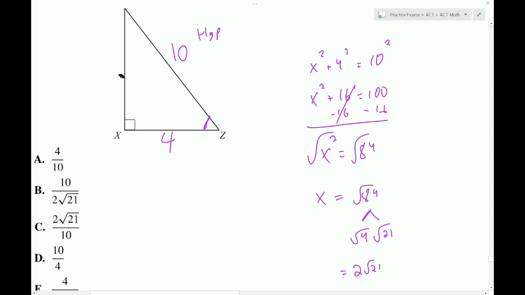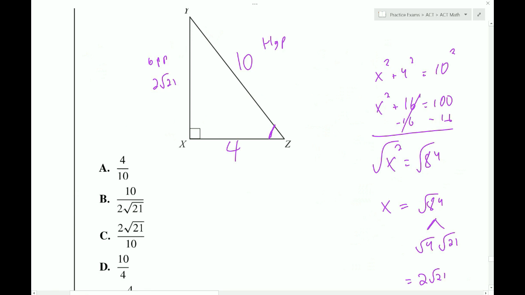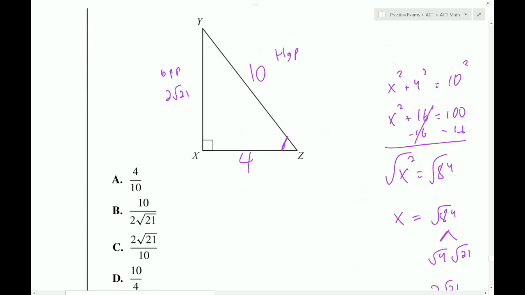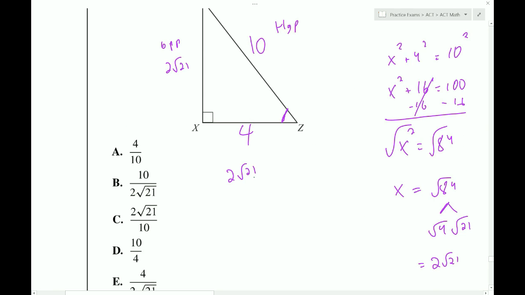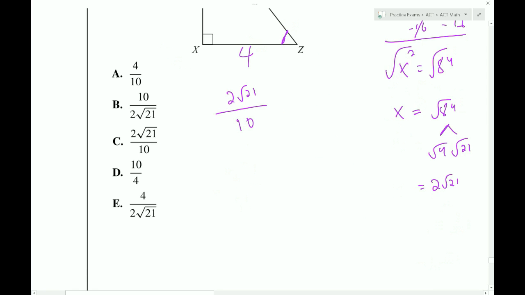So here we could write 2 rad 21 for the opposite side. And then we want sine of the angle. So it's opposite over hypotenuse, which is going to be 2 rad 21 over 10. And then the 2 and 10 might cancel, but actually this is a choice already.